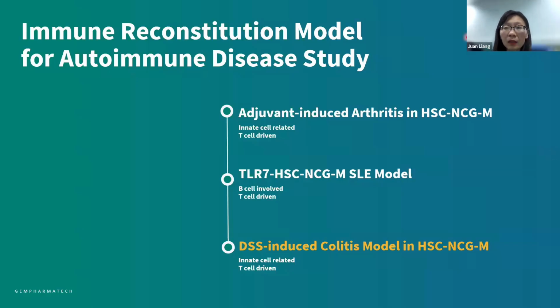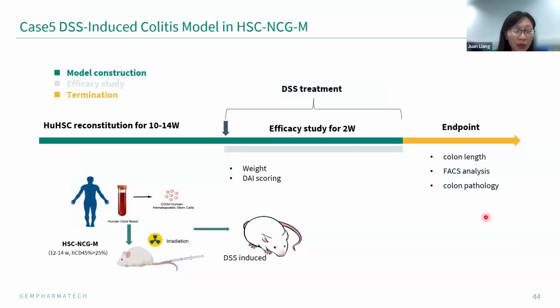So the last autoimmune disease model is a DSS-induced colitis model in HSC NCG mice. Also, when we establish this model, we need to reconstitute human immune cells for around 10 to 40 weeks. And then we add the DSS into the drinking water and administer it to the mice.